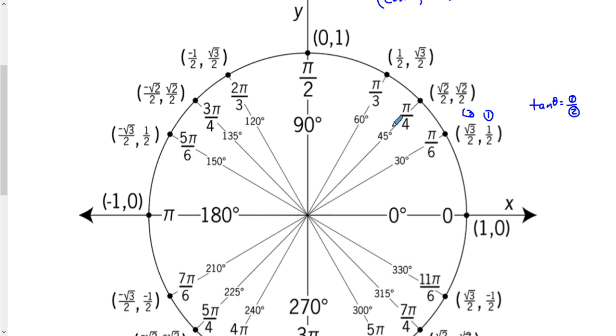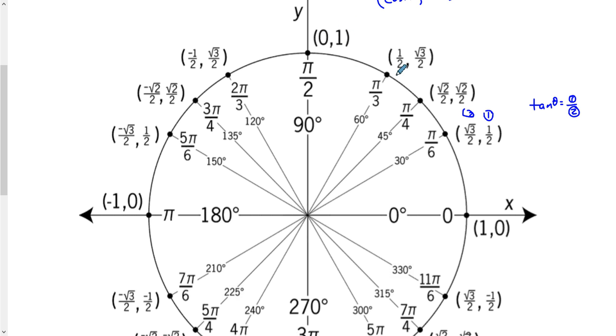Or you use your hand. The sine and cosine of 45 degrees, or pi over 4, is root 2 over 2. The cosine of 60 degrees is 1/2, and the sine of 60 is root 3 over 2, or pi over 3. The sine of 0 is 0, and the cosine of 0 is 1. The cosine of 90 degrees, or pi over 2, is 0, and the sine is 1.